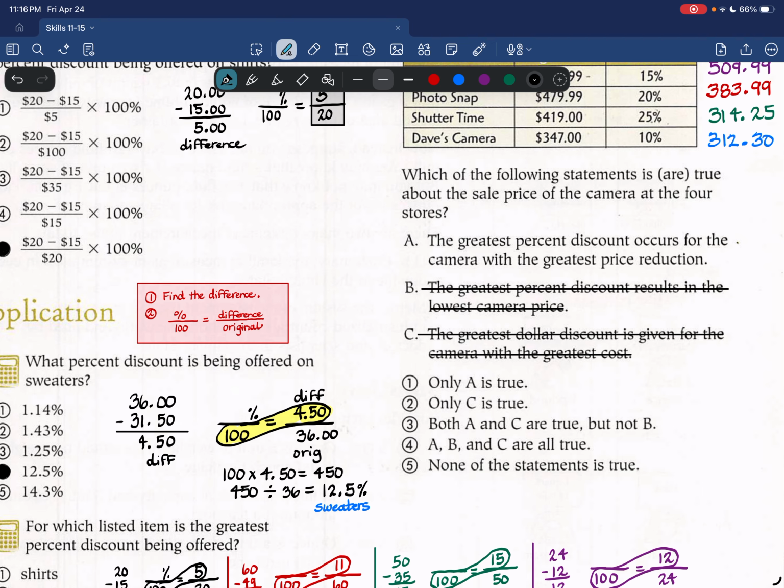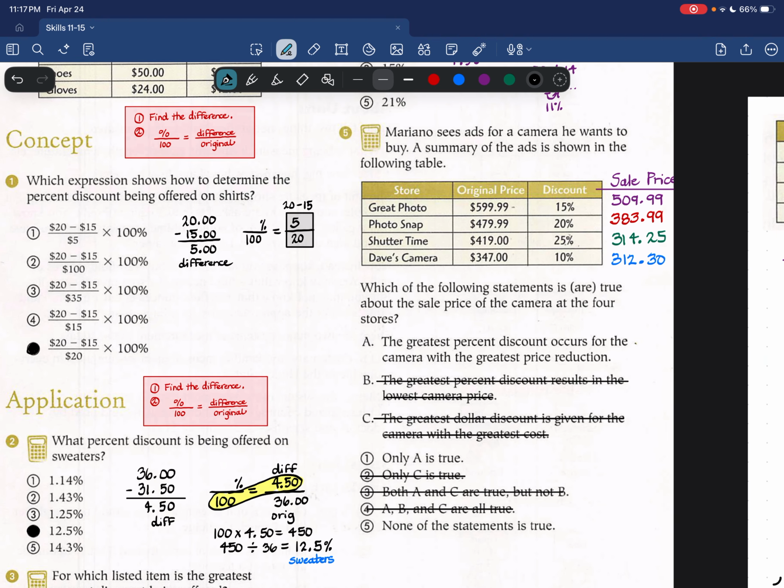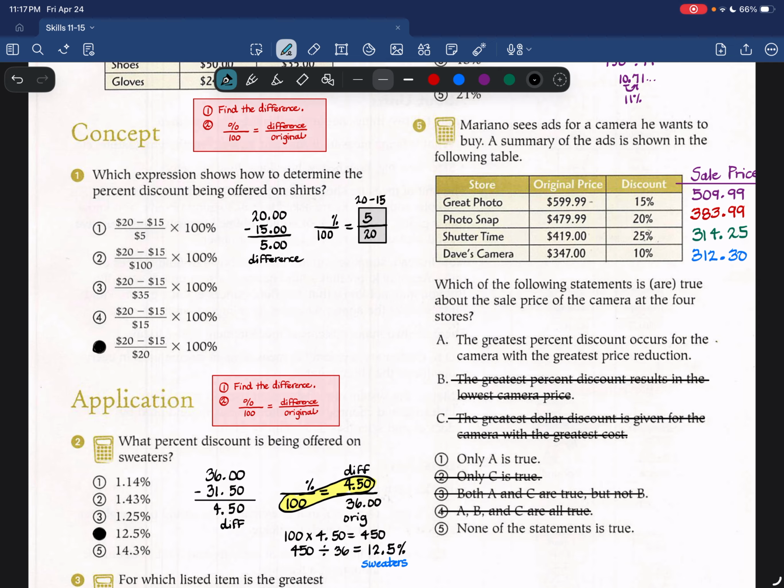So we can eliminate number 4 because we know that B and C are not true. Both A and C are true. That is not the case. Only C is true. That is not the case. So it's either only A is true or none of them is true. So let me get back up here and try to wrap my head around A. I'm not sure why that's giving me so much trouble. The greatest percent discount, which would be the 25. Oh, I see why it's giving me trouble.